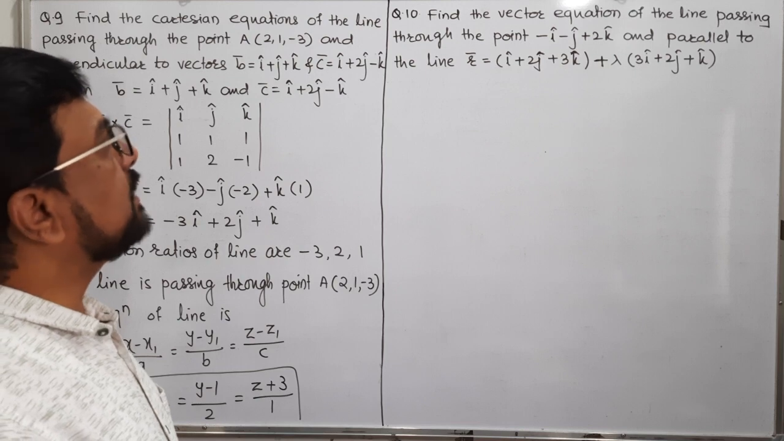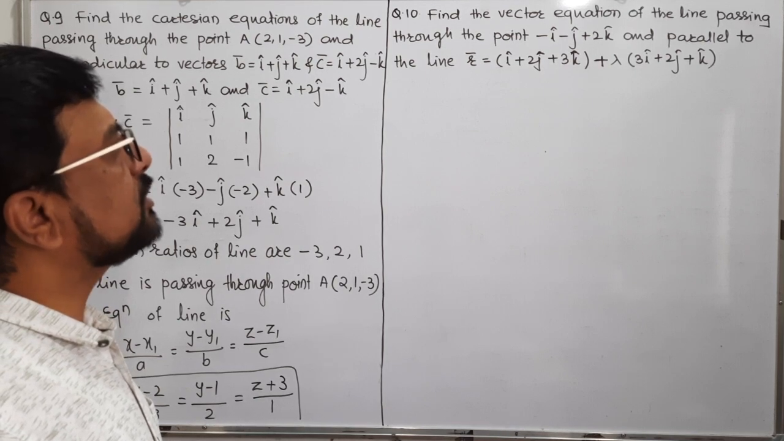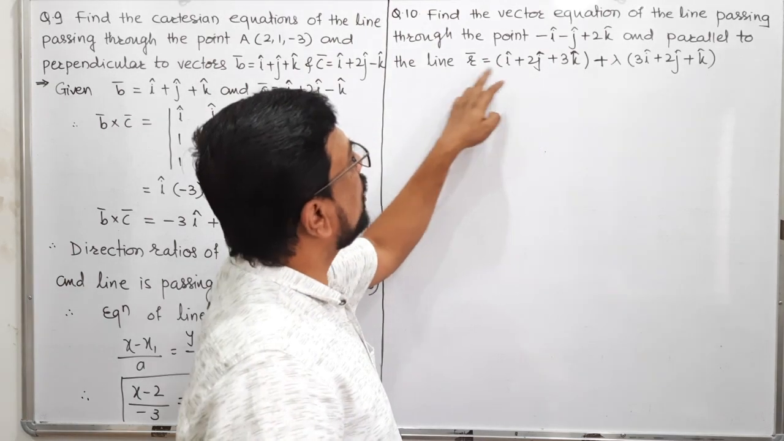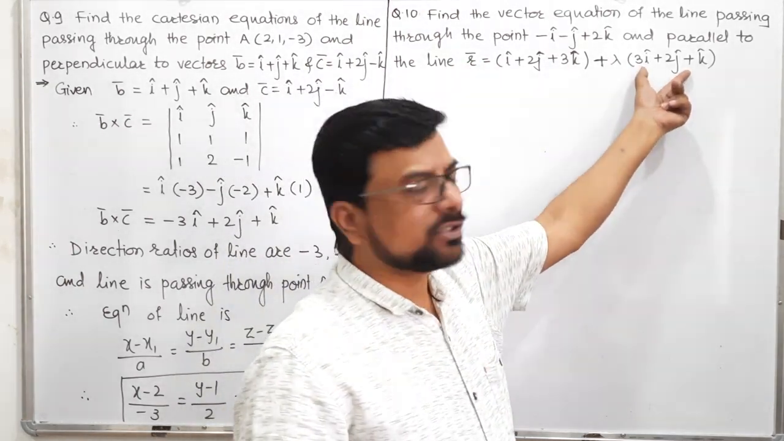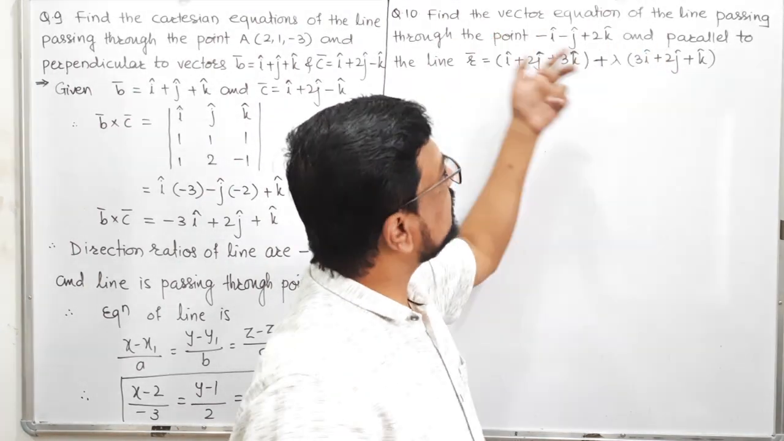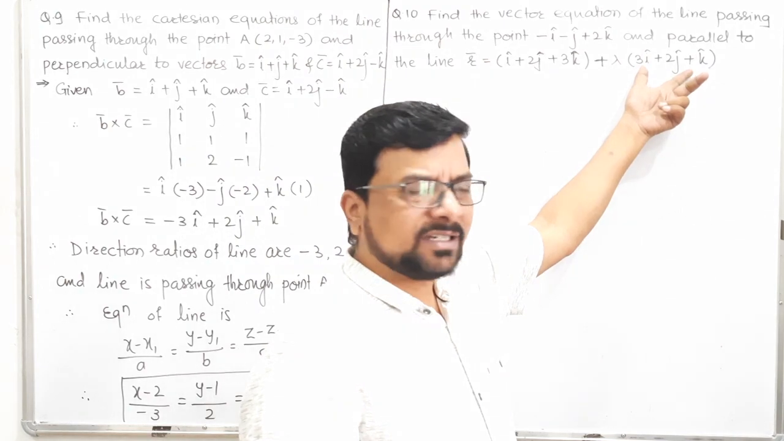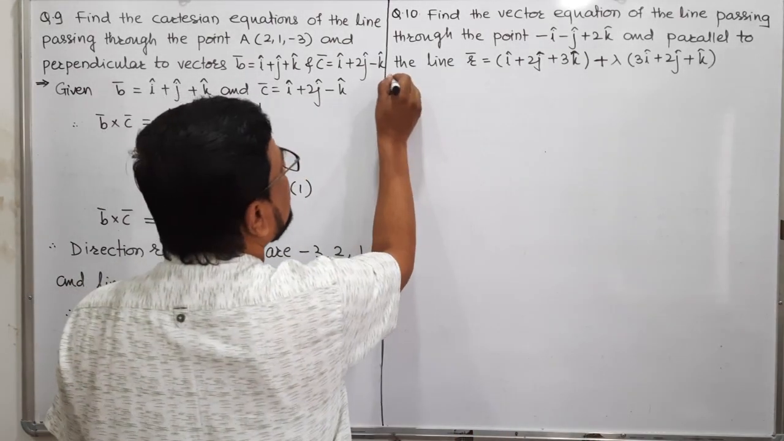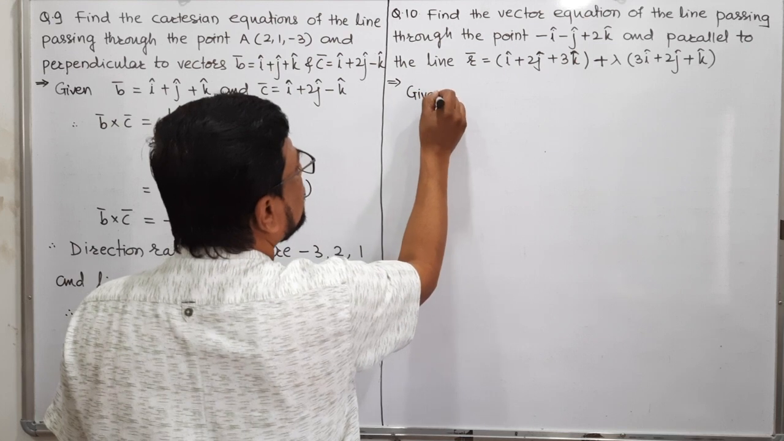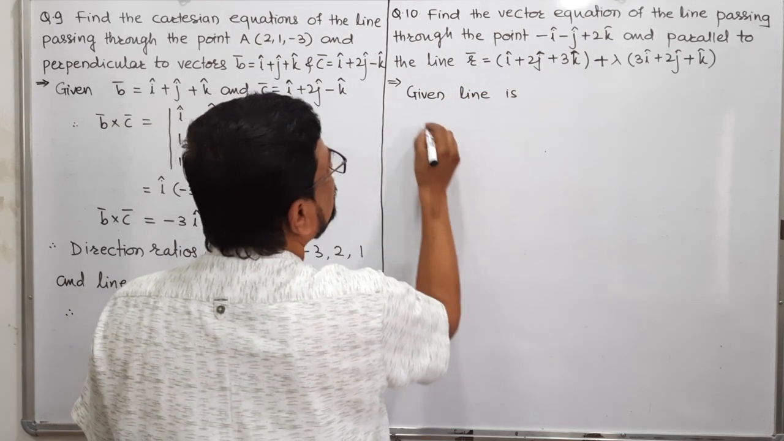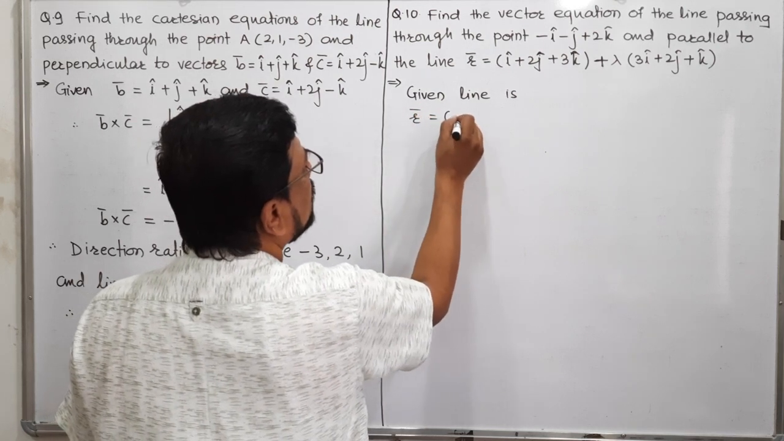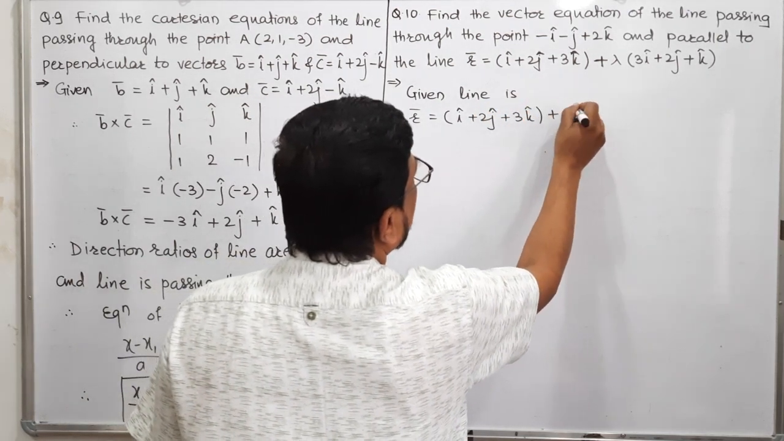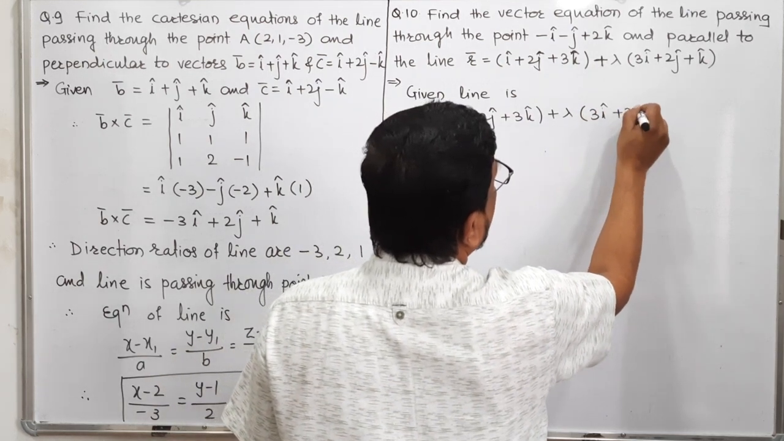Find the vector equation of the line passing through the point minus i cap minus j cap plus 2k cap and parallel to the line. The required line is parallel to this line, and this line is parallel to the vector 3i plus 2j plus k. It means the required line is also parallel to this vector. A vector parallel to the line and a point on the line are both given to us, which means we can easily find the equation of the line. Now the given line is r vector is equal to i plus 2j plus 3k plus lambda into 3i plus 2j plus k.